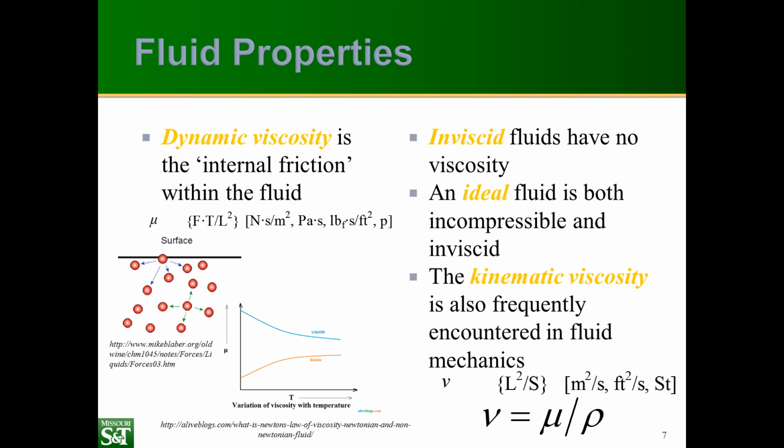Dynamic viscosity represents the internal friction within a fluid. It measures the resistance of a fluid to flowing, and it's due to collisions and attractive forces between molecules. As with other properties, it tends to vary with temperature. It changes depending on the temperature.